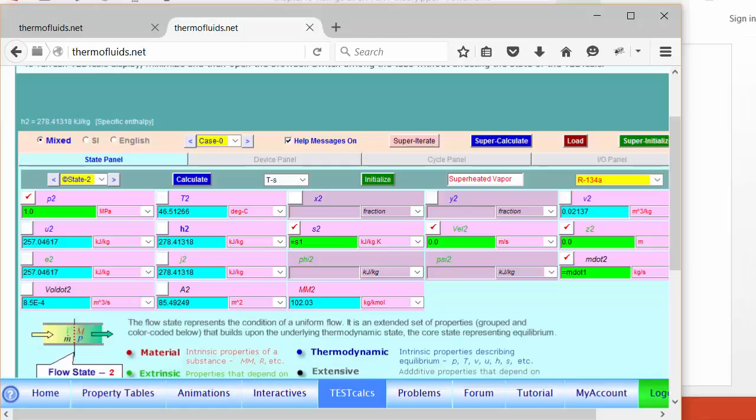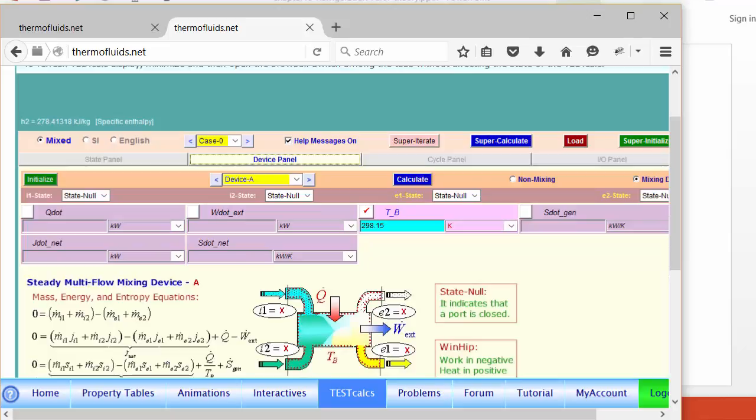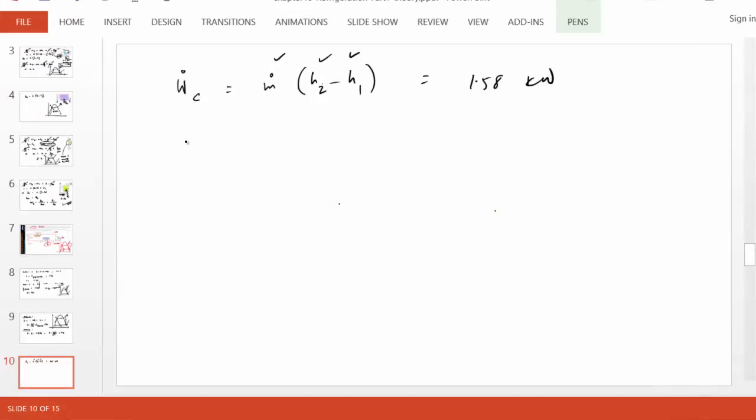We can go to the device panel and calculate device A as the compressor, state 1 to state 2, and heat transfer equals 0. That gives us about 1.58, that's negative, that's external power, and the compressor power is 1.58, obviously. To find Q dot C is m dot (h4 minus h1). Again, when you substitute the values, you can show that Q dot C is 5.28 kilowatt.